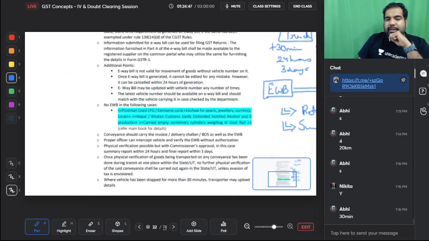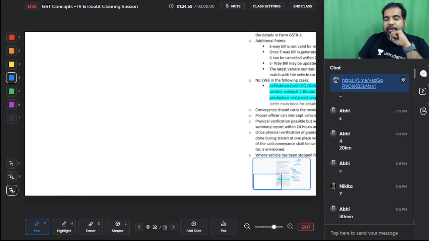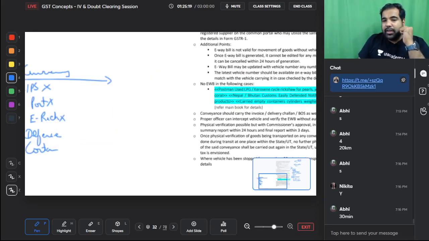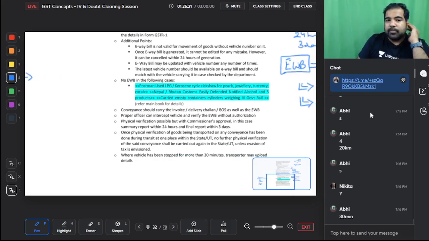And just one last thing, guys, some people don't require e-way bills. Example, if you are transferring currency and you generate e-way bill, it is risky. Same if you are transporting jewelry, corals, precious stones, you do not require e-way bills. If you are sending postal articles, you do not require e-way bills. If you are sending something through e-rickshaws, then you do not require e-way bill. If you are sending defense products, you don't require e-way bill. If you are sending empty cylinders, empty containers, you don't require. So there is a whole list, you don't have to learn it by heart, just remember the shortcut.